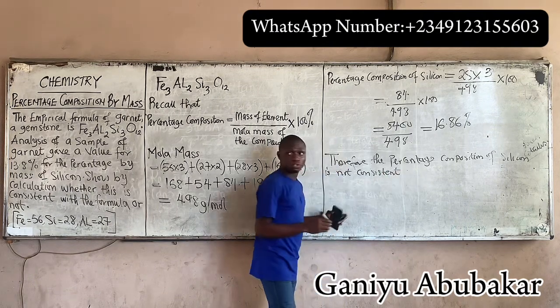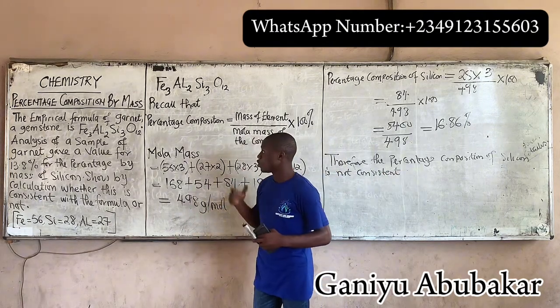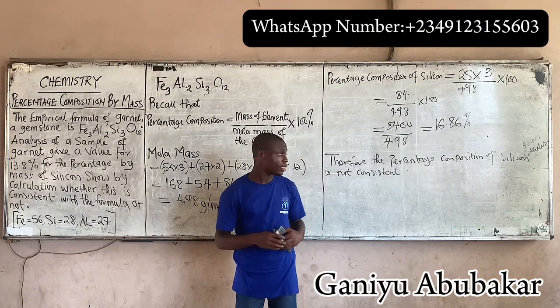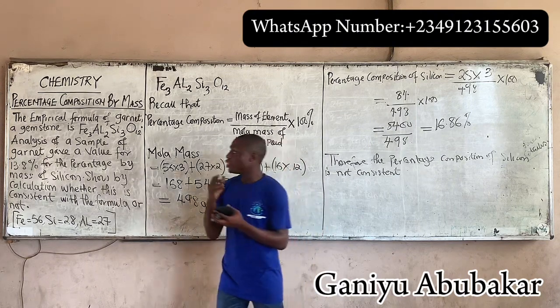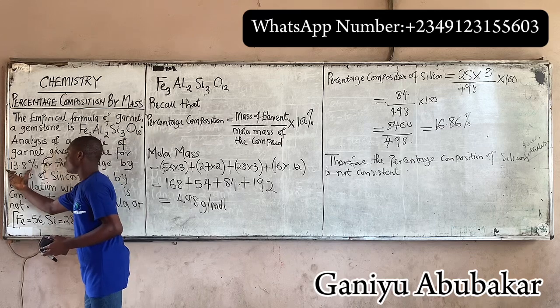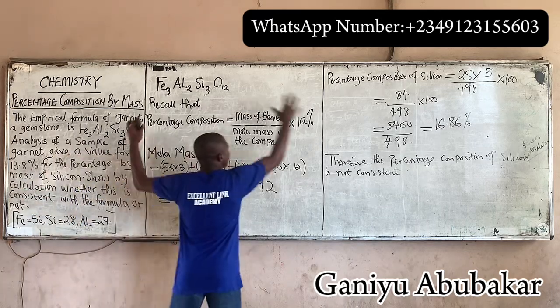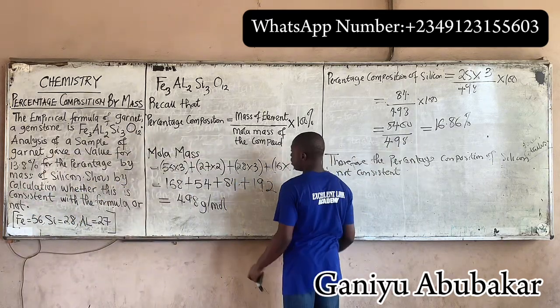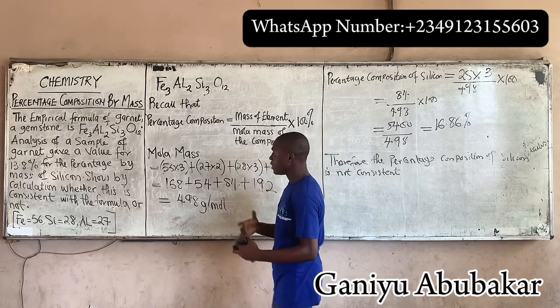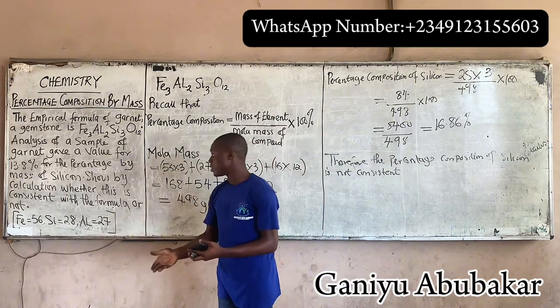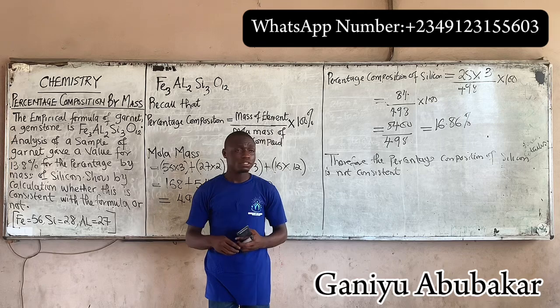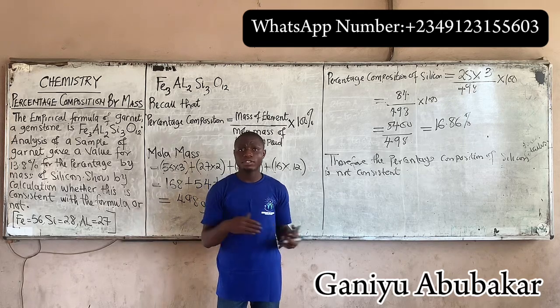When it comes to solving this particular problem using this task, observe that the given composition was 30.8, while the calculated one was 16.86, and they're not the same thing. So now we have the idea of it being non-consistent. So this is how to solve this problem.